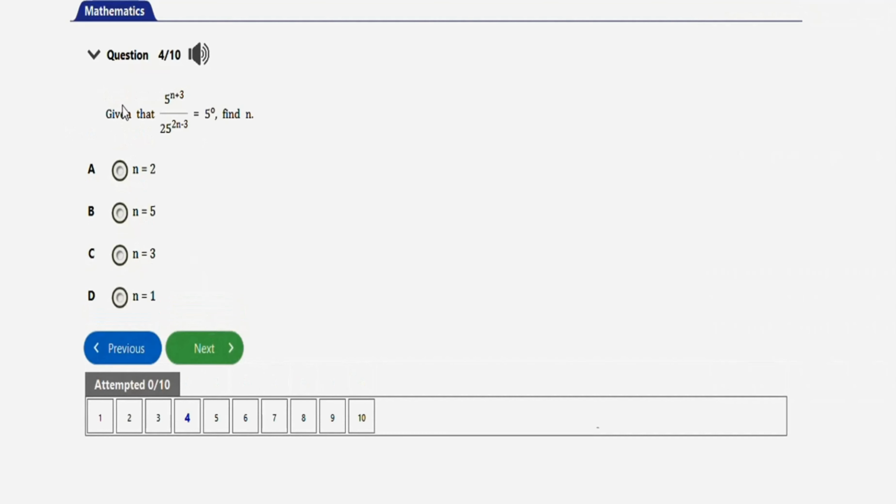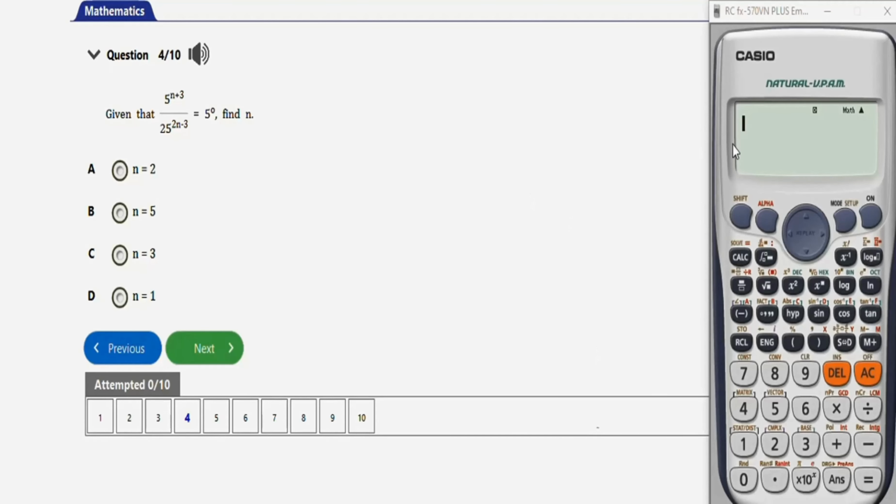So the next repeated question, this one is said, given that this expression equals 5 to the power 0, find n. Okay, so we're going to make use of equation solver to solve this. Let's do the calculator again. So for this question, we have in fraction, we have 5 to the power. Let's replace our n with x. Alpha x plus 3 over, we have 25 to the power 2, and replace n with x, 2x minus 3.